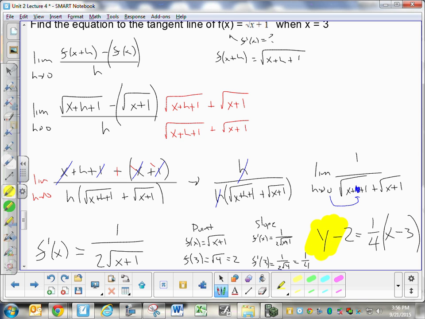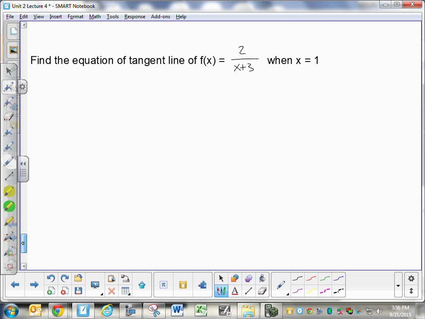And that's it. We just did it. We found the equation of the line tangent to my function when x is 3. Let's look at the next one. Same type of question. The equation of the tangent line to the function 2 over x plus 3 when x is 1.